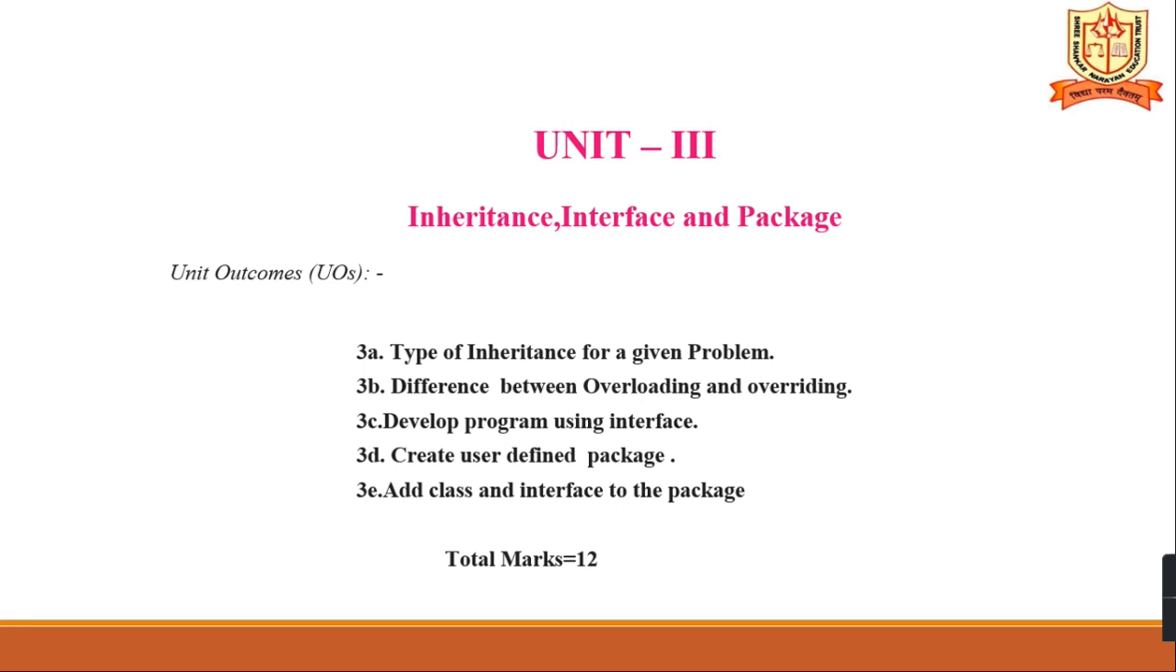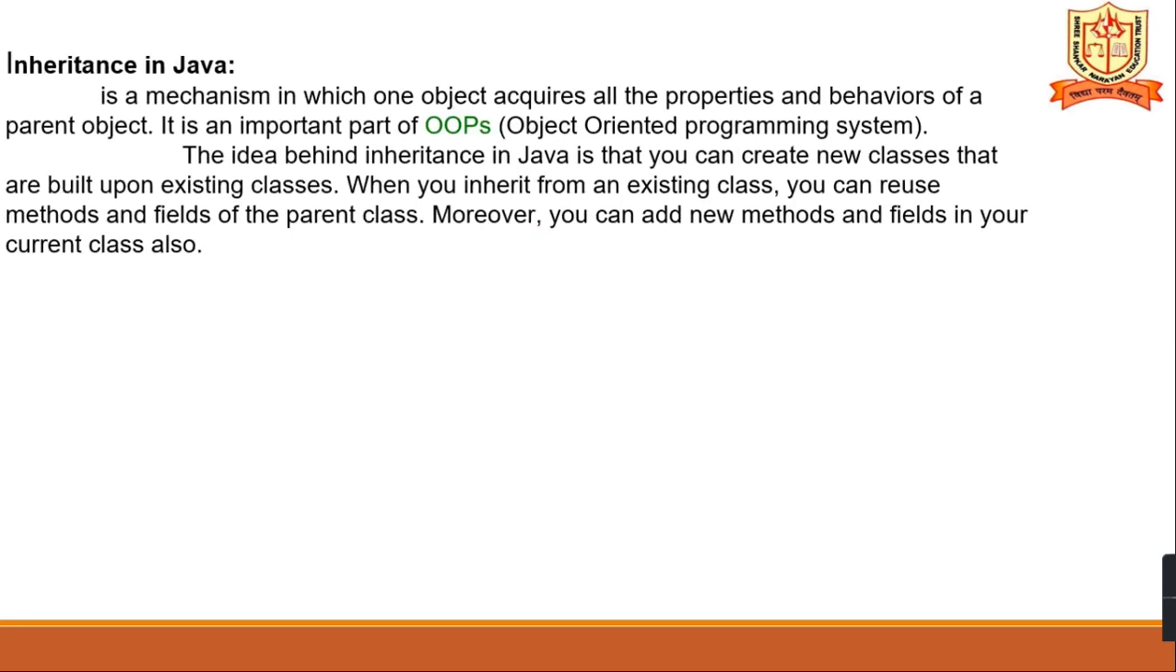Now, the total weightage of this chapter is 12 marks. Inheritance in Java is a mechanism in which an object acquires all the properties and behaviors of a parent object. It is an important part of OOPS, that is Object Oriented Programming System. The idea behind inheritance in Java is that you can create new classes that are built upon existing classes. When you inherit from an existing class, you can reuse the methods and fields of the parent class. Moreover, you can add new methods and fields in your current class.